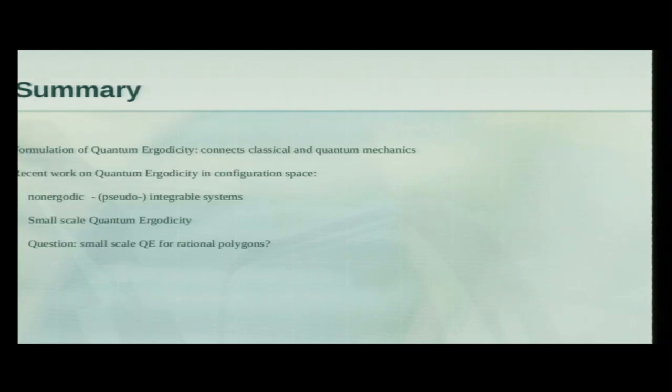Okay, so let me just summarize. I've tried to explain what quantum ergodicity means. I hope I succeeded to some extent, and then discussed two new aspects of it when you just restrict to configuration space. One is rational polygons, so a non-ergodic system. And the other issue is quantum ergodicity in the small scale. And one natural question here is, can you say anything on the small scale quantum ergodicity for rational polygons? Not just for tori, but for an L-shaped billiard or something like this. I'm sure something can be said, but exactly the extent of where you can go is not clear to me yet.